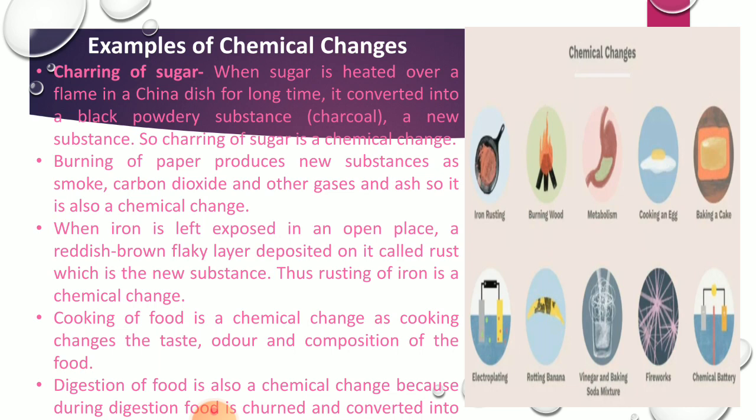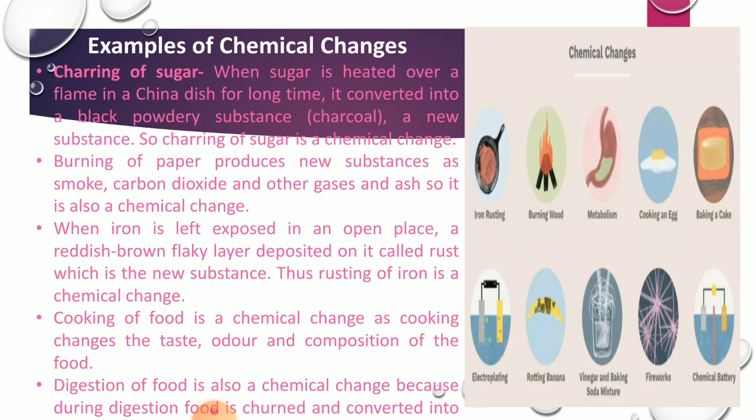Then digestion. All of us know digestion means larger molecules are broken down into smaller, simpler, and soluble form. So the digestion process also produces new substances, as we have seen in the second chapter: when carbohydrate gets digested, it forms simple sugars, and when fat gets digested, it forms fatty acids and glycerol. So new substances are formed. That's why digestion is also a chemical change.